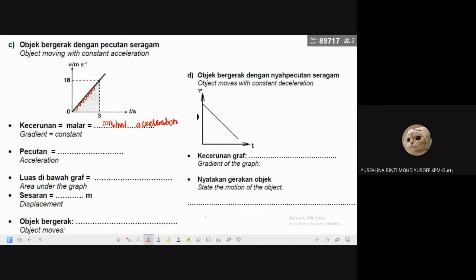Constant acceleration. How about the acceleration? So constant. How about the area under the graph? So this one we use what? Half times 3 times 18, right? The area under the graph is this one. So it's just a triangle. So 27. So 27 meters. Now the object moves in constant acceleration.